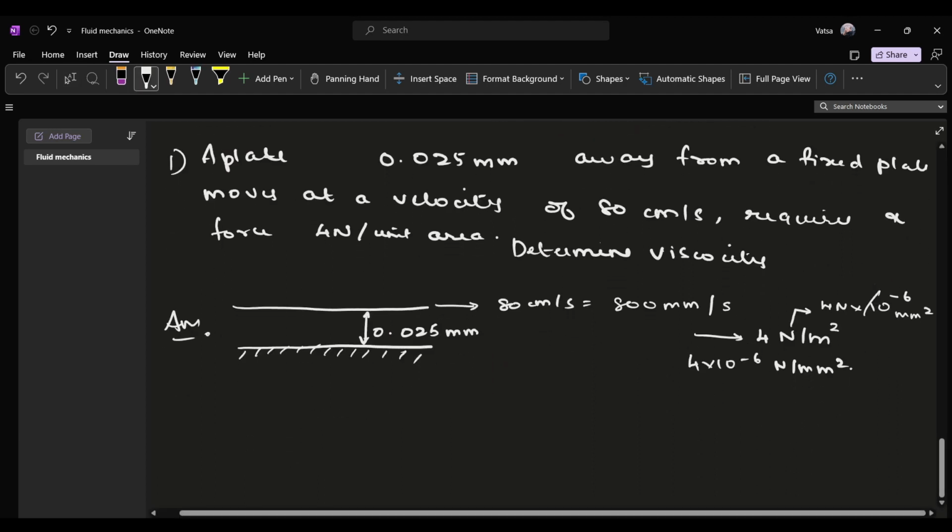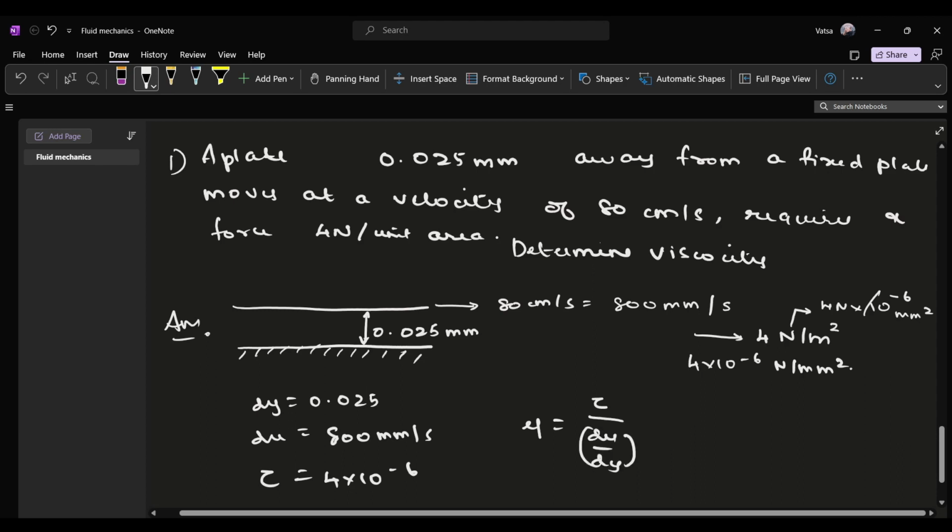So what we have is dy, which is 0.025, du, which is 800 millimeter per second, and we also have tau, which is 4 into 10 power minus 6. So we actually have everything. We have to find mu, which is equal to tau by du by dy. So what we have is 4 into 10 to the power minus 6 divided by 0.025 by 800.